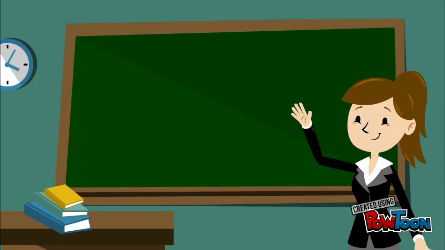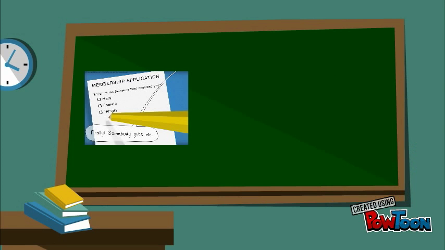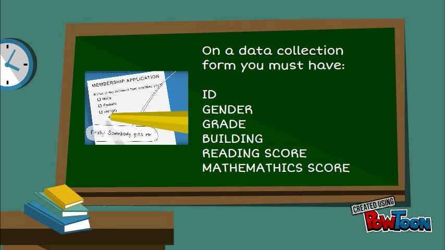You should put together all your organized data. When researchers have data, the first thing you should do is the data collection form. Data collection and descriptive statistics is based on 6 steps: ID, gender, building, reading score, and math score.